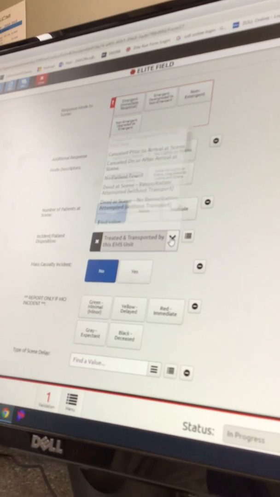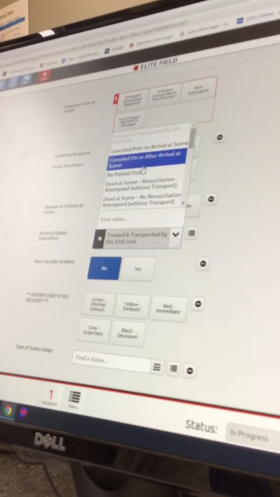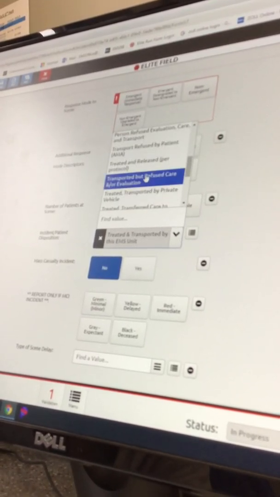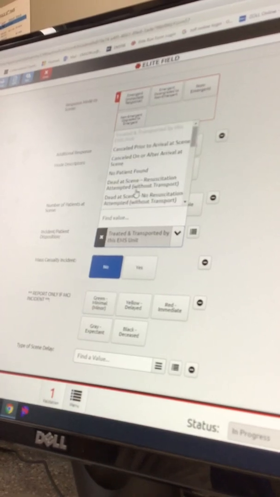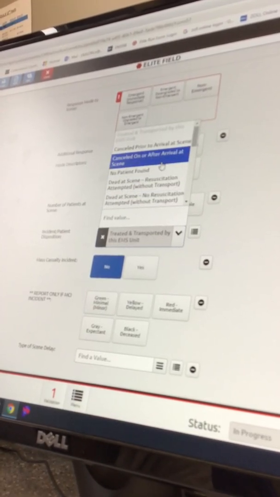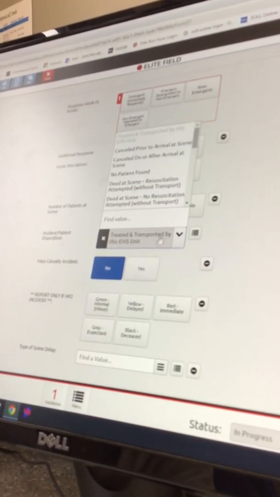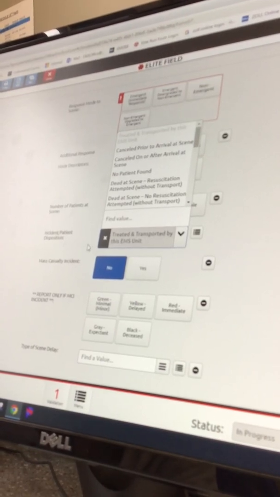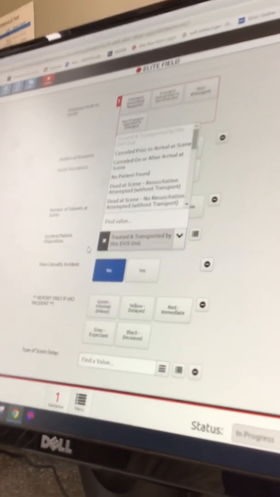What you don't want to pick there is another choice of this unless that truly happens where we're canceled, which has happened. So generally it's treated and transported by this EMS unit.